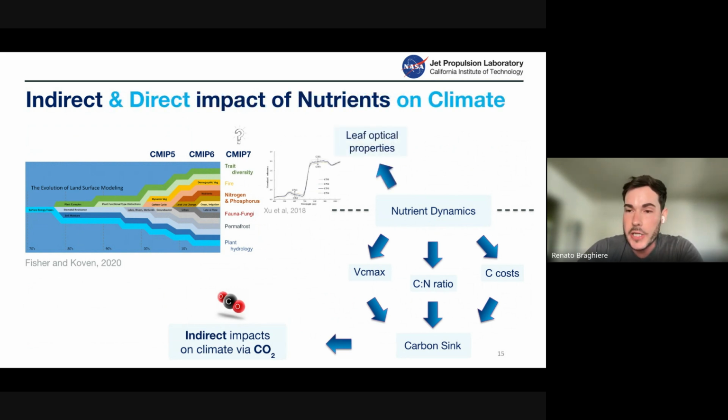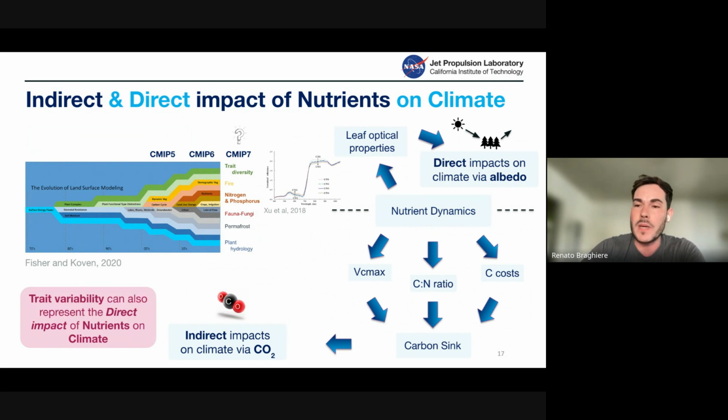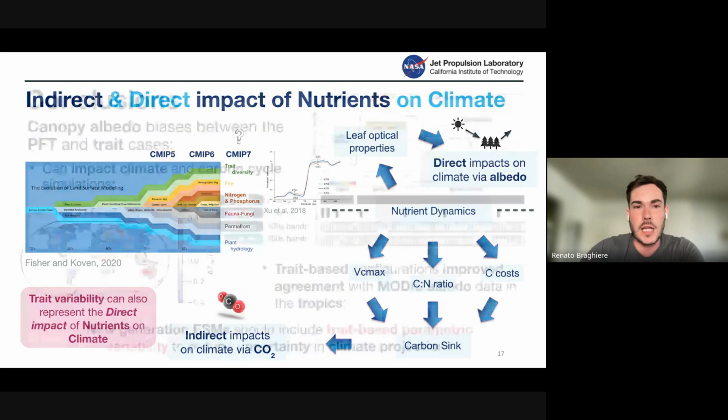But now I would argue that nutrient dynamics might also have a direct impact on climate, where the CN ratio can change the leaf optical properties, and that could change surface albedo and impact the climate directly. So this is just another example of how trait variability could impact the climate.